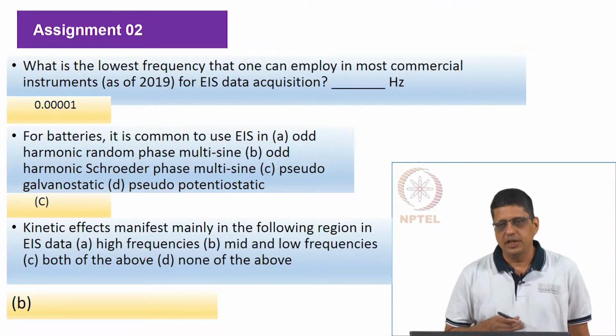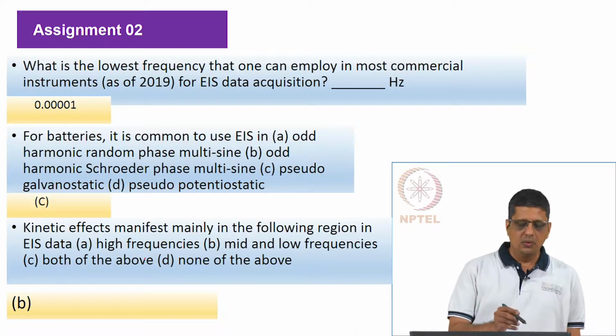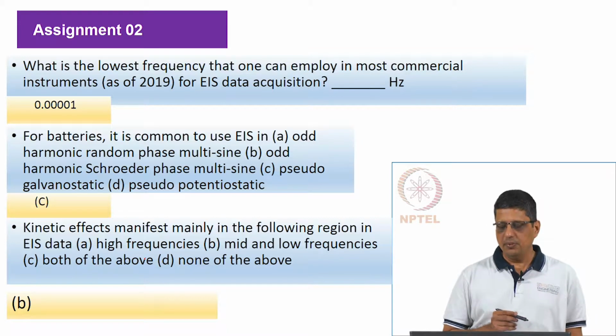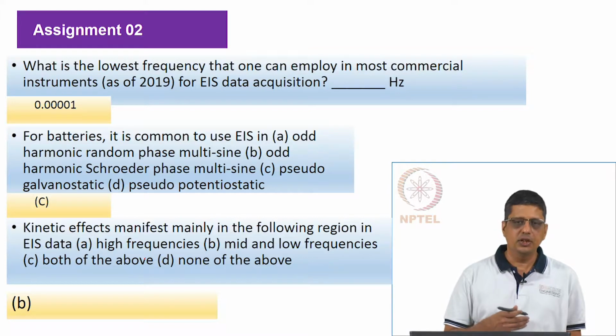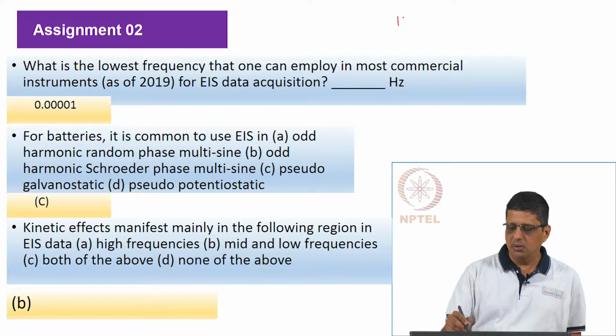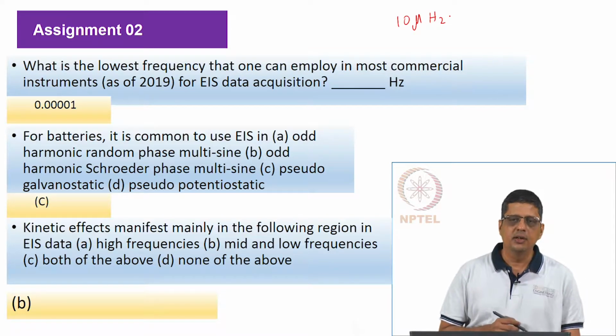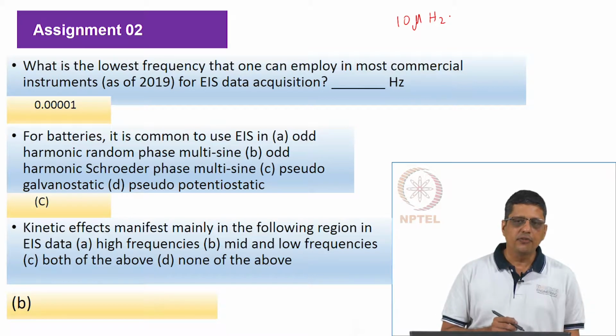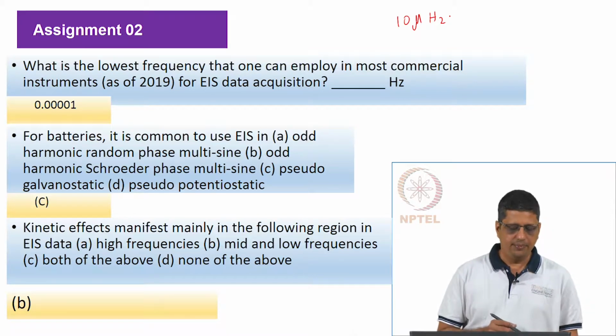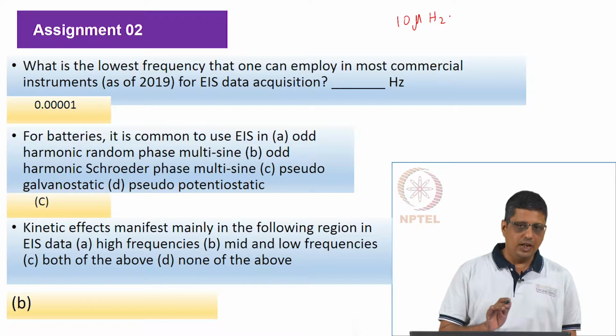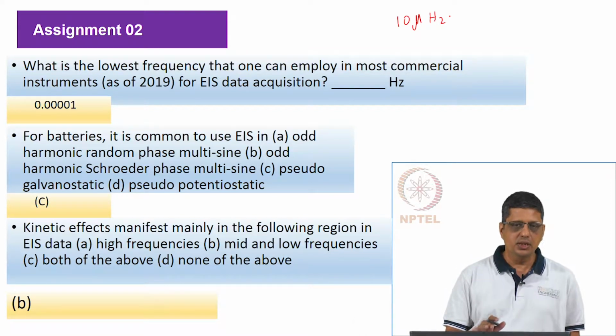Next, in the instrumentation, what is the lowest frequency one can employ in most commercial instruments? Is this something that you have to remember or look up? You can get instruments that can measure impedance at a frequency of 10 microhertz. It is going to take very long time to do, but this is what is claimed by the instrument manufacturers and this is something available to you.